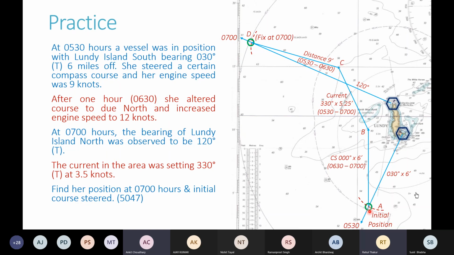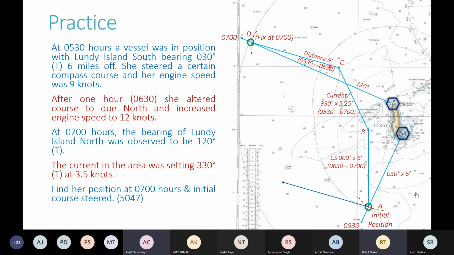So let us now plot our courses and distances as they actually happened. It is not asked in the question here, but it's a very good idea to plot it on the chart. In some questions, this may be required also by the paper setter. He may ask you to give the actual position of the ship at 0630 or any intermediate point. So for that, you will need to draw the actual track of the ship. So let's now plot the actual track of the ship.